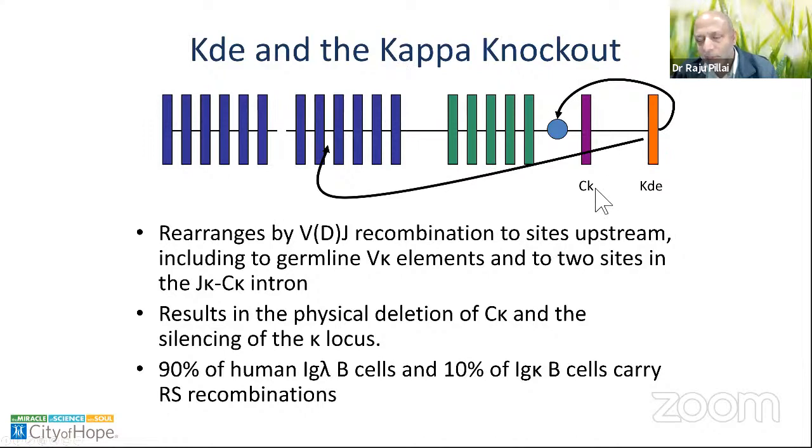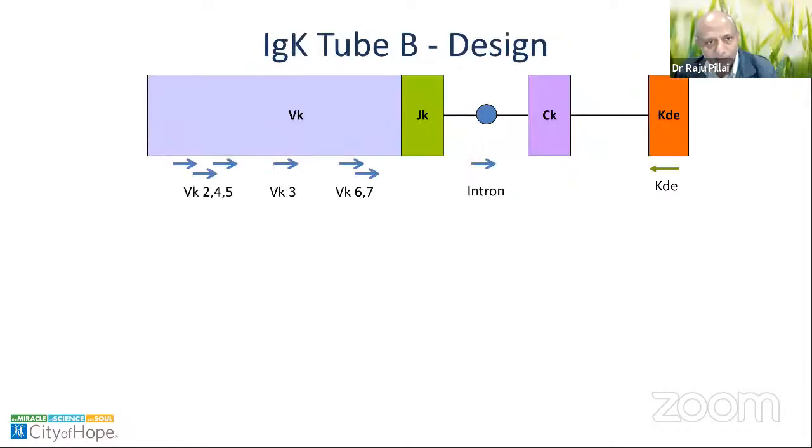And that is how the majority of our B cells switch to lambda. It can also combine in the middle of the intronic sequence. That also will knock out kappa. So about 90% of human Ig lambda B cells switch from kappa through this. And it's also present in 10% of Ig kappa B cells, because you have two kappa loci. Even if one does this, the other kappa can still make a kappa light chain.